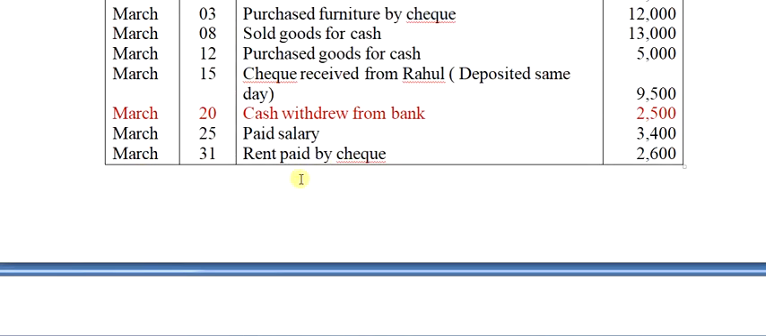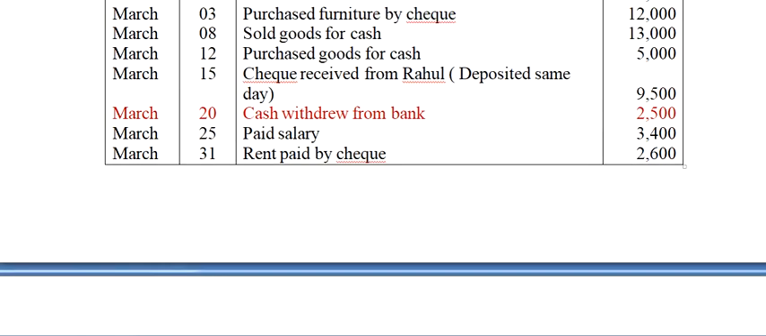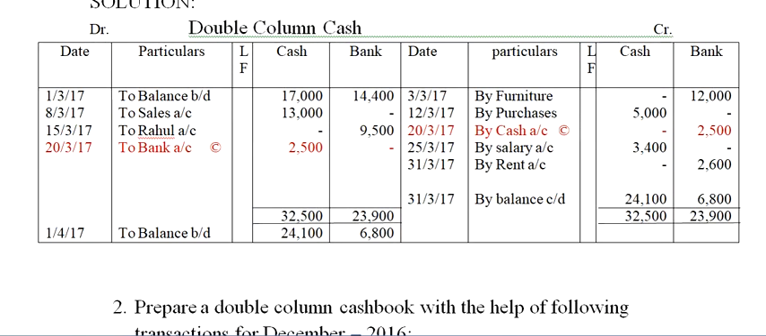Again March 31st, rent paid by check rupees 2,600. So rent paid by check 2,600 means what happens? Rent has been paid through what? Check. So automatically what balance reduces? Our bank balance reduces because we are paying through the check. 31st March 2017 by rent account, bank balance reduces. Through check we are paying 2,600.